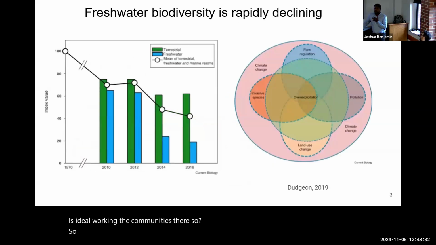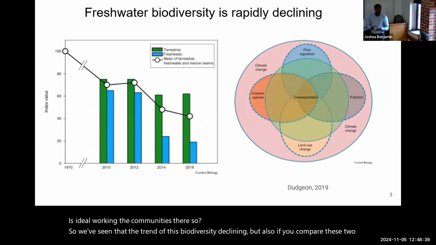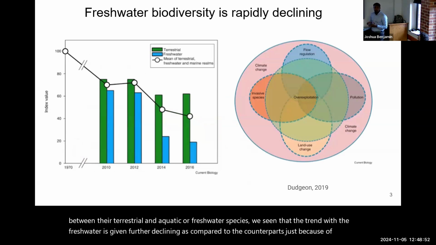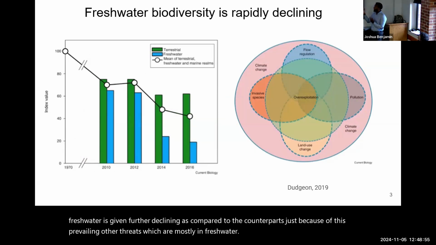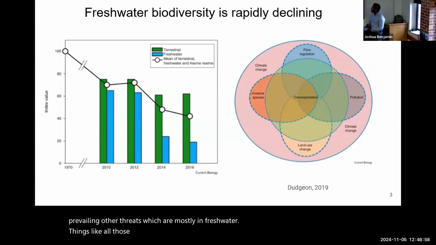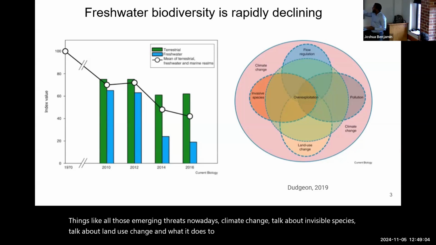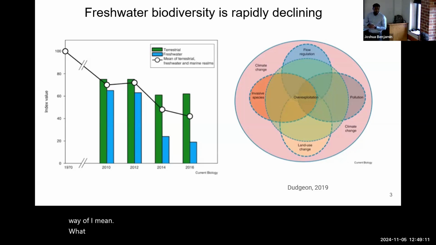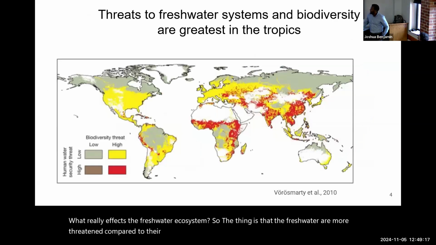We've seen the trend of biodiversity declining, but if we compare terrestrial and aquatic or freshwater species, the trend with freshwater is declining even further compared to their counterparts, because of prevailing threats mostly in freshwater: emerging threats nowadays like climate change, invasive species, and land use change and what it does to these aquatic systems. All of this nests together in what really affects the freshwater ecosystem. So freshwater systems are more threatened compared to their terrestrial counterparts.